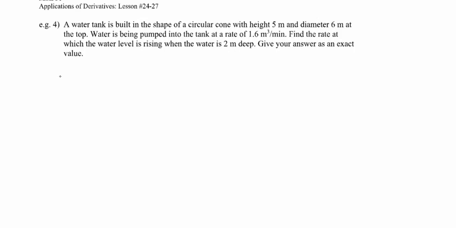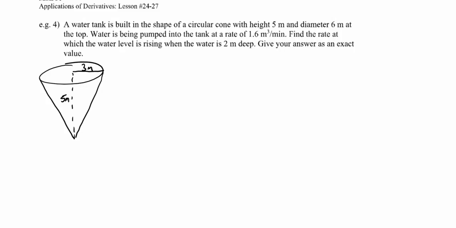Okay, so first thing let's do, let's make a picture. So this cone, they tell us, has a height of 5 meters. And it'll be a bit more useful just to write down the radius right now, even though they gave us the diameter. So what's the radius? 3. Yeah, 3 meters. So that's the height and the radius of that cone, right?